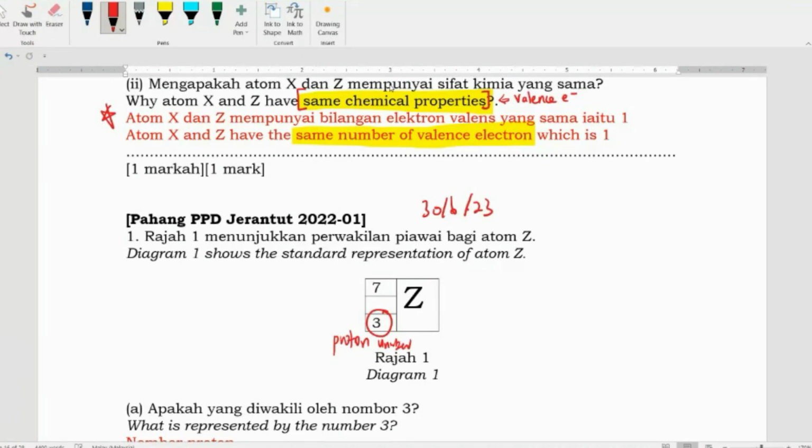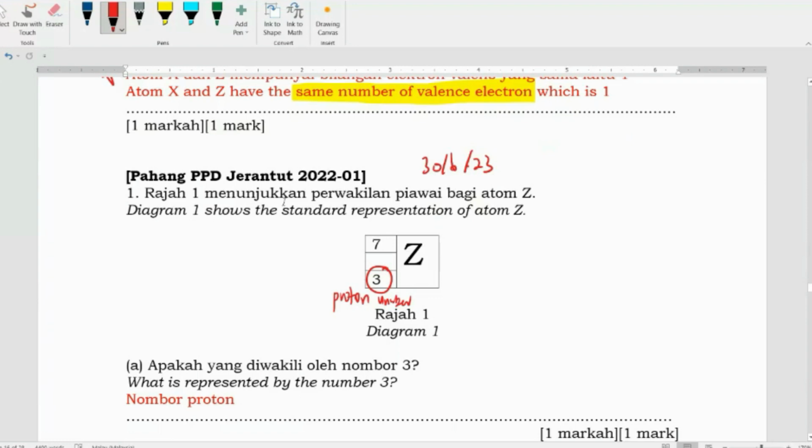Where are Amber and Adrenal? Anessa also, they didn't mention they cannot come. Okay, now proton number, correct.